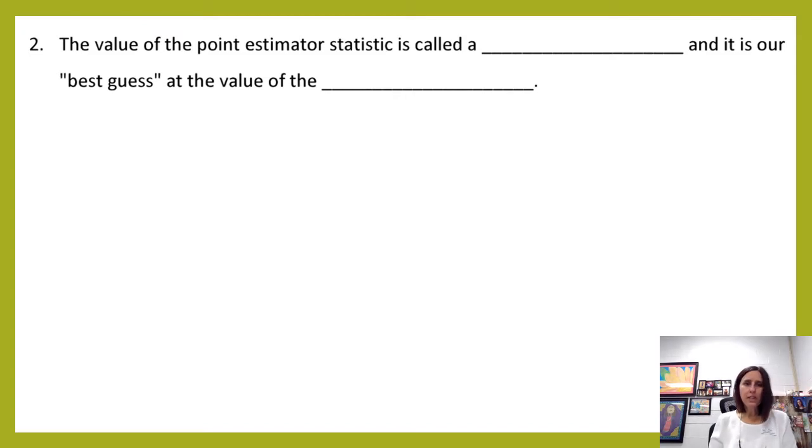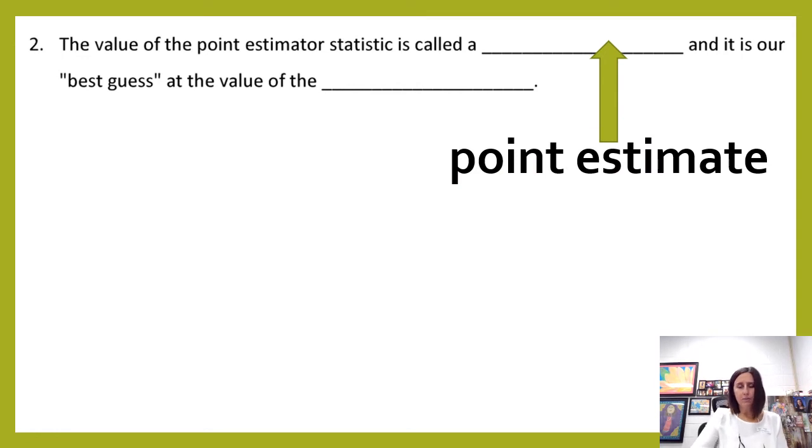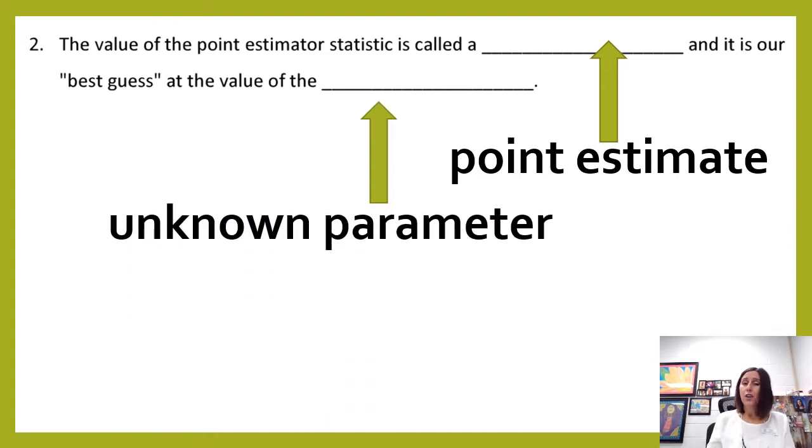Question number 2 in your skinny asks us for the value of the point estimator statistic, and what is it called? So it's called a point estimate, and it is our best guess at the value of an unknown parameter. So we use the point estimate to make predictions on our population parameter. Lots of vocabulary.